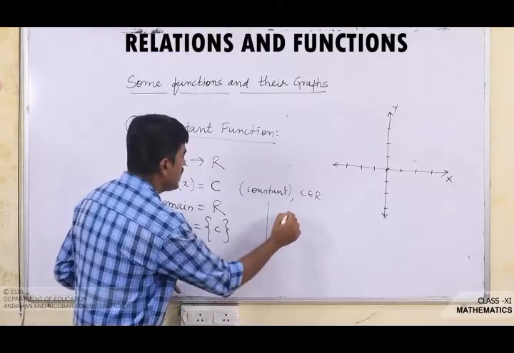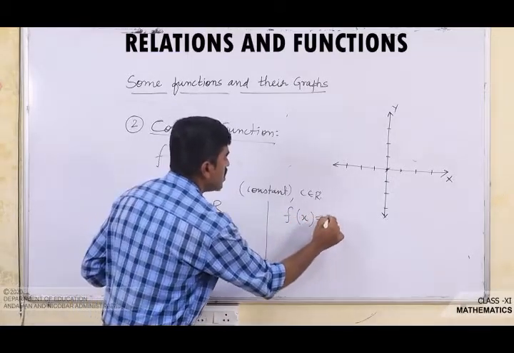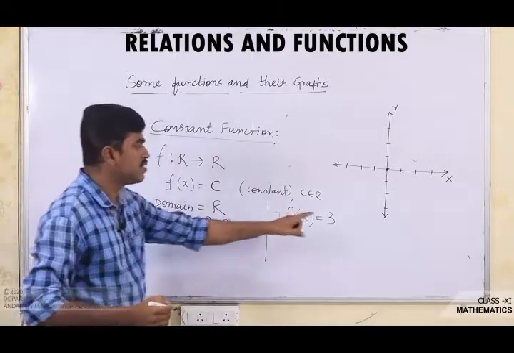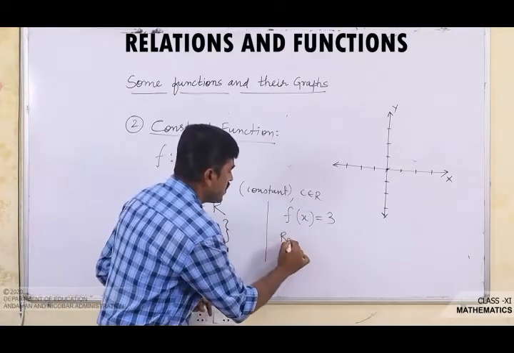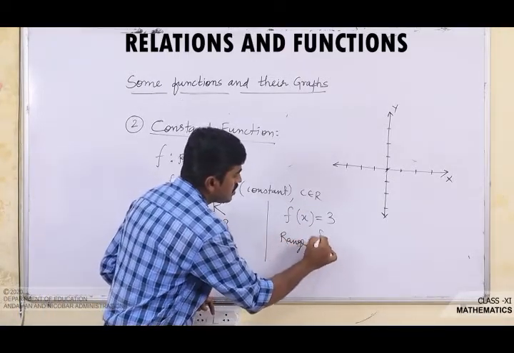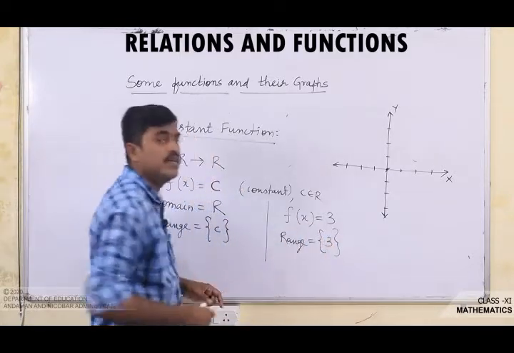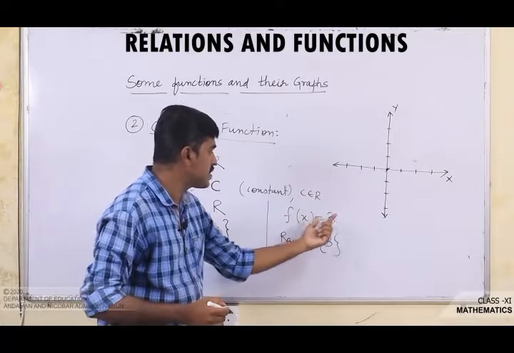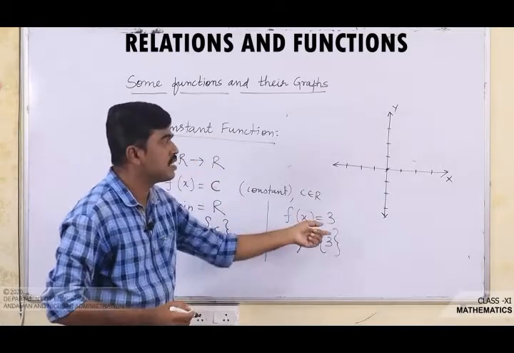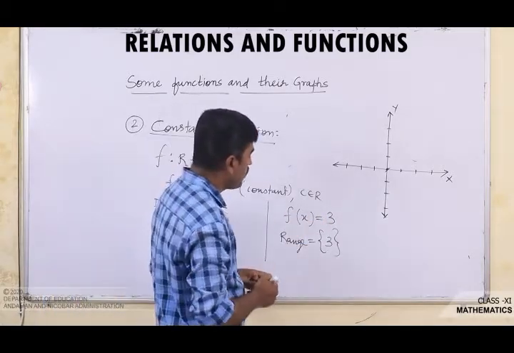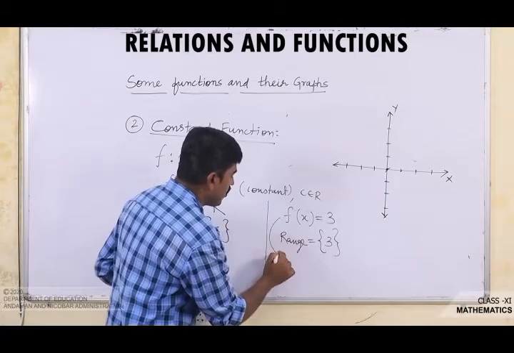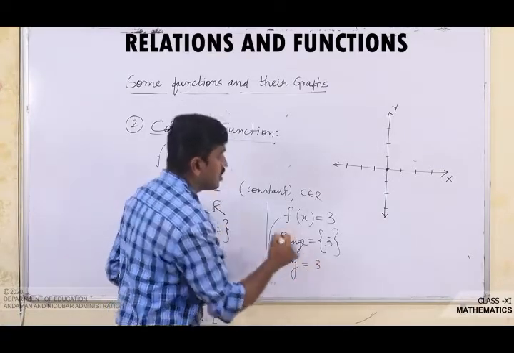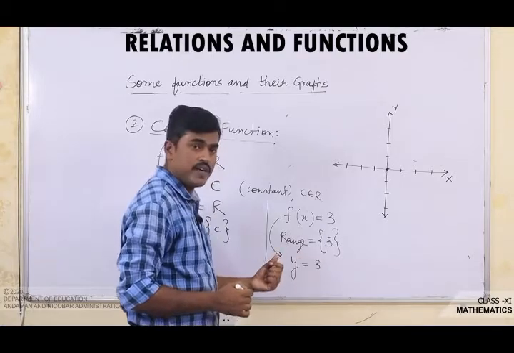Suppose I take f(x) = 3. Here the constant is 3. So what is the range of this function? The range of this function is the set containing the element 3. Here the function is taken as f(x) = 3, that means the value of c is 3. Now we will draw the graph of this function, or it can also be written as y = 3. So how will you draw the graph of y = 3?